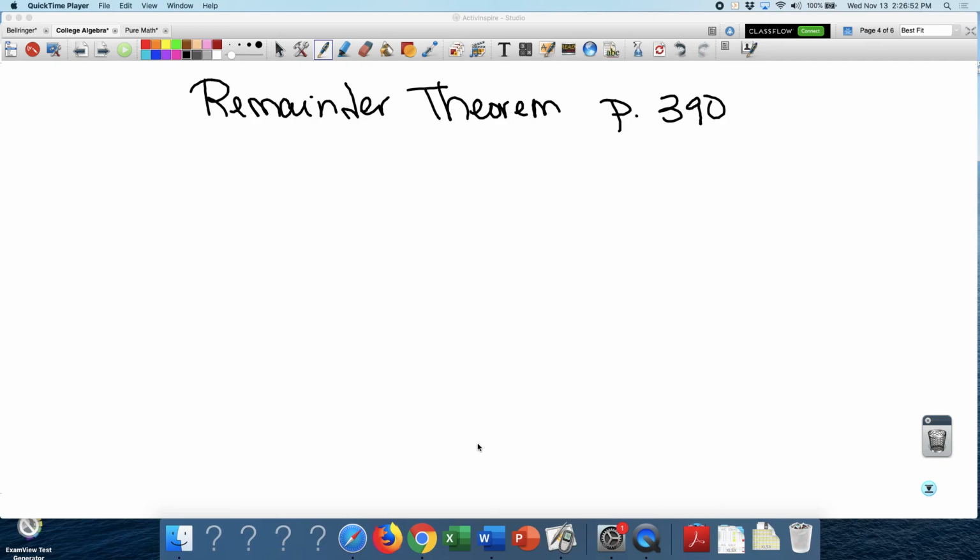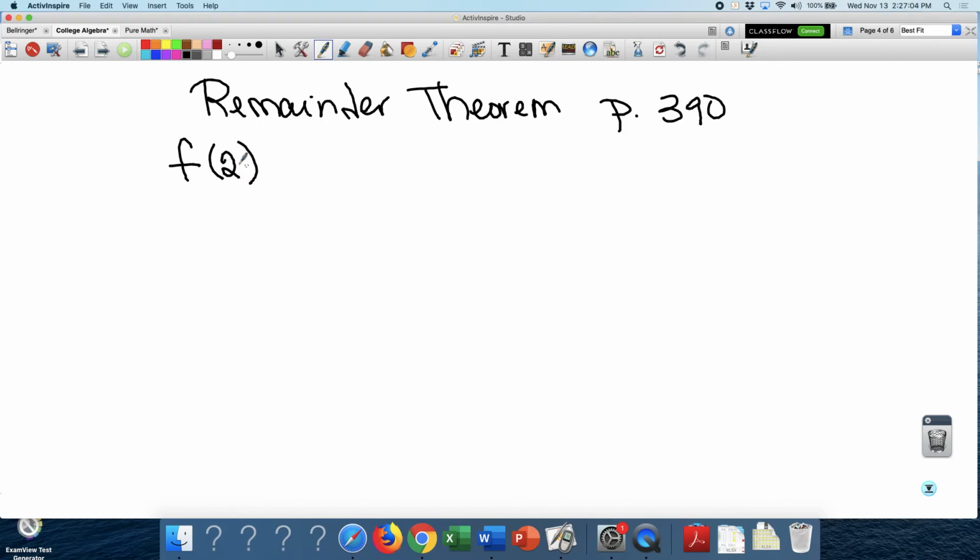Welcome to this lesson on the remainder theorem. If you're following along in your book, I'm on page 390. Now, the remainder theorem is just this. I'm going to give you some value of x, and we're going to use this to figure out the remainder of a polynomial.